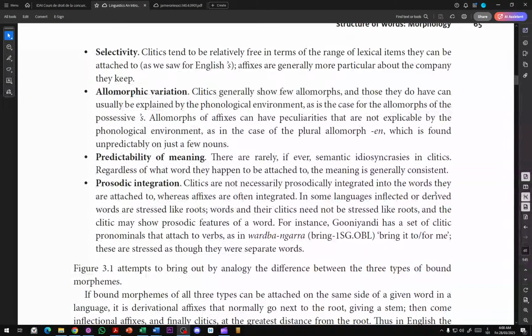In some languages, inflected or derived words are stressed like roots. Words and their clitics need not be stressed like roots. And the clitic may show prosodic features of a word. For instance, Gunyandi. Again, Gunyandi.